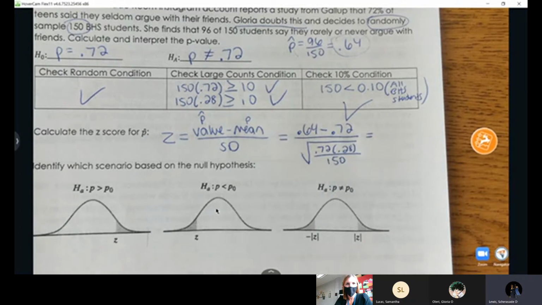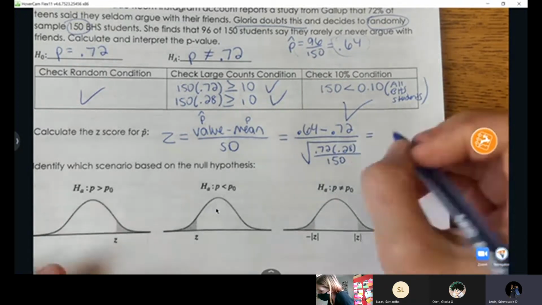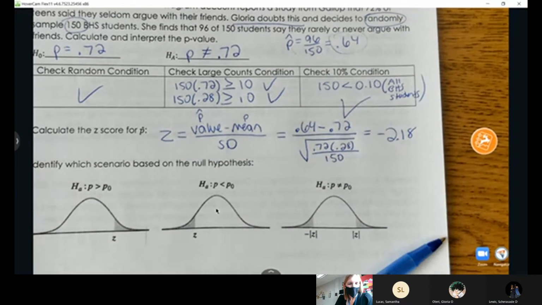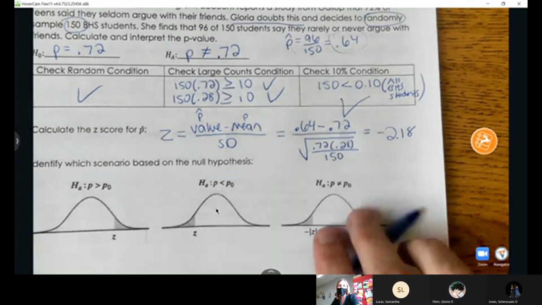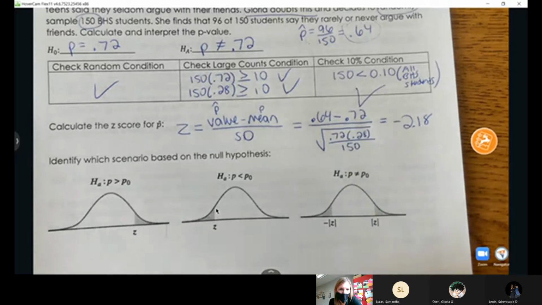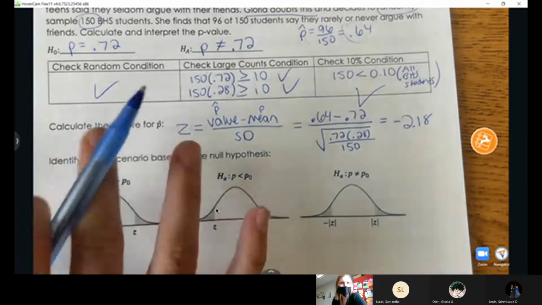I got negative 2.18. Negative 2.18. Let me check and let me know what you get too, Gloria. I got the same thing. Okay, then I won't check. I'll just go with you guys. And that seems reasonable because it's within negative 3 and 3, right? Z scores are between those numbers.